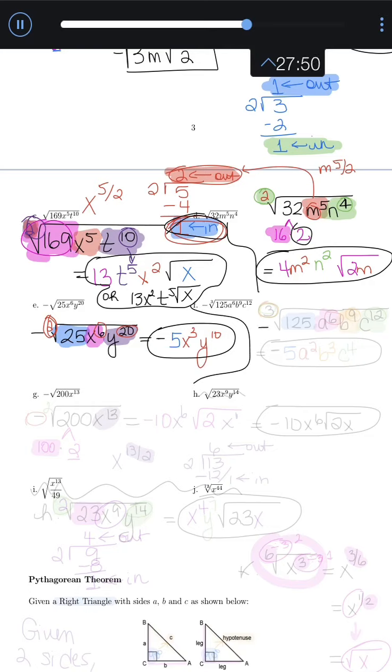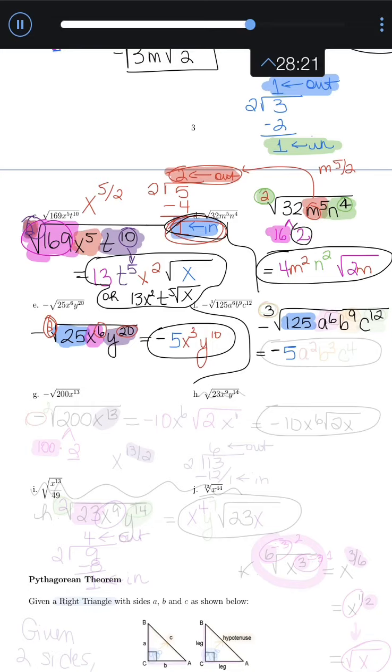Let's look at F. We've got negative cube root of 125, a to the 6th, b to the 9th, and c to the 12th. So let's take a look one piece at a time. Taking the cube root of 125 is going to be nice and straightforward. It'll be 5. Don't forget you've got that minus sign, which means we're going to have a negative answer.